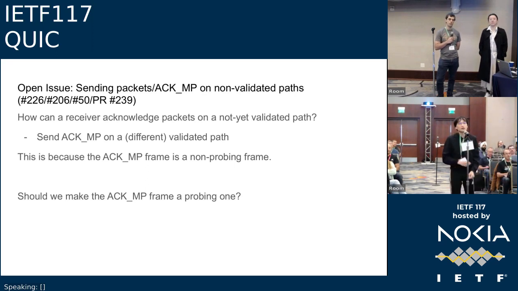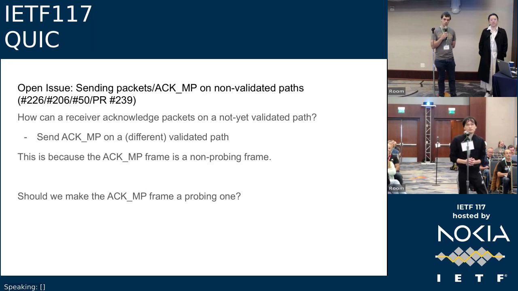Yunfei from Alibaba. Actually, thinking about this problem, we need to think about why we need multipath in the first place. I think one of the most important reasons is to offer redundancy and communication robustness, right? So in that sense, if you send ACKMP on another validated path, that's a coupling between two or more different paths. I think it's not good for redundancy purposes. So I really think that we should make ACKMP a probing one and allow it to be sent directly from the new path. Okay.